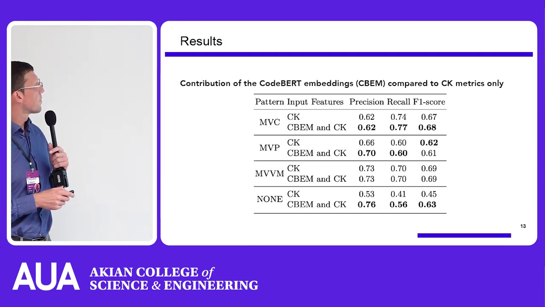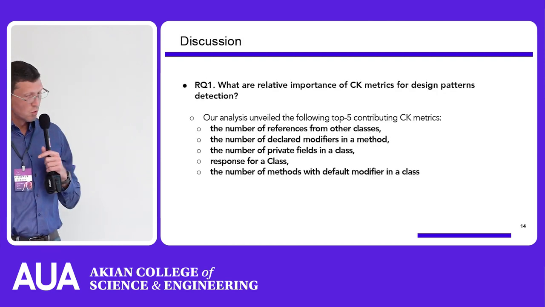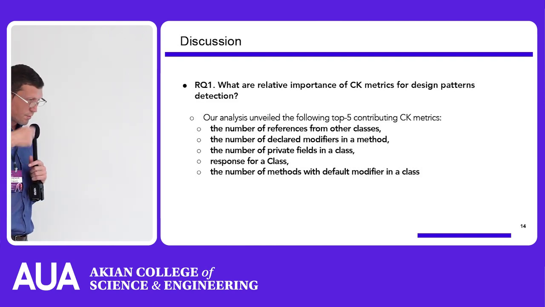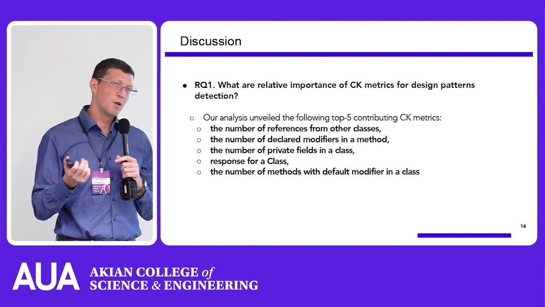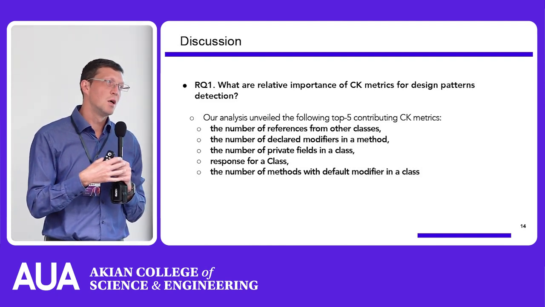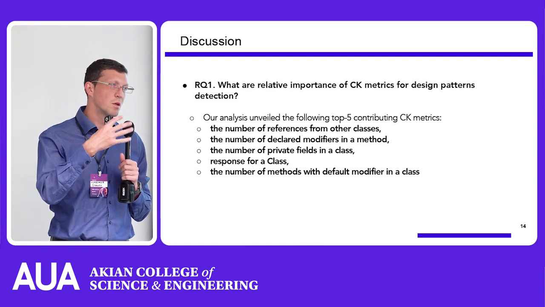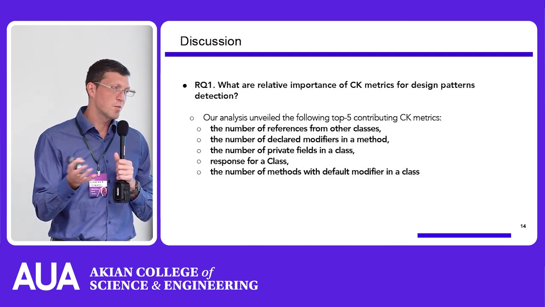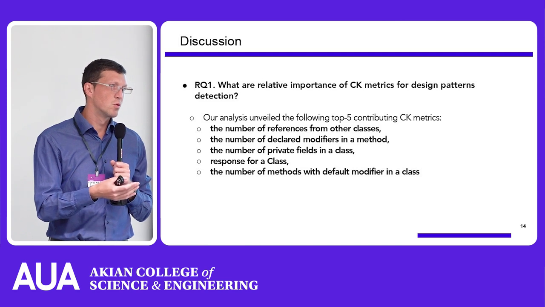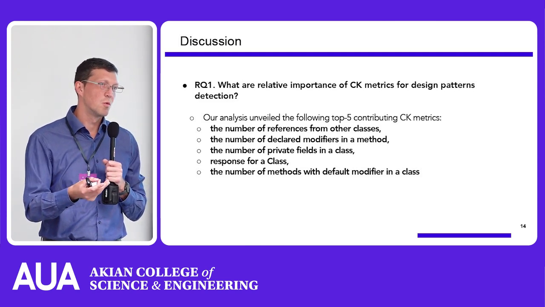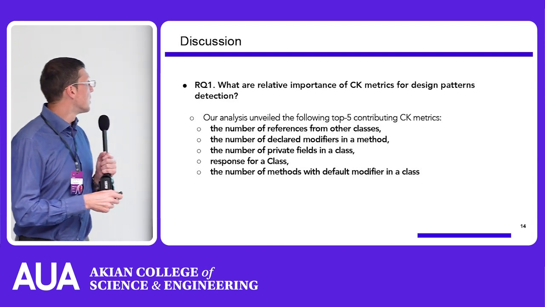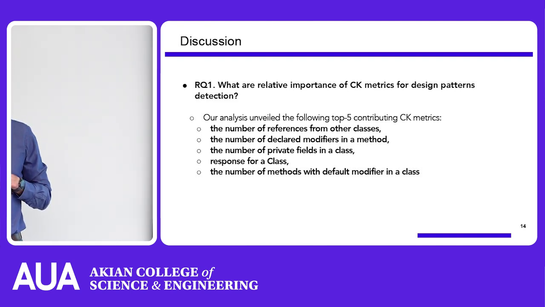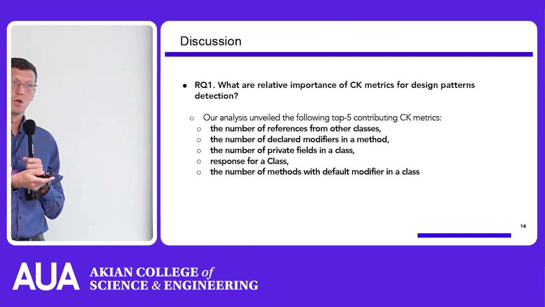Okay, and so, discussion about our initial research questions. We also analyzed the importance of different metrics, and this is about the practical application. You can train a CatBoost model that will predict the classes or the design patterns. But when it comes to the real world, to practice, it's more important to get some interpretation of why the model predicts this or that. So this part of the work was about finding the top five metrics that contribute to the decision.